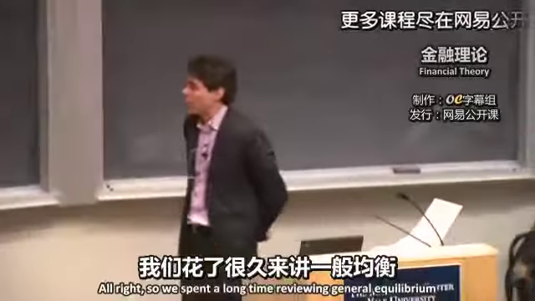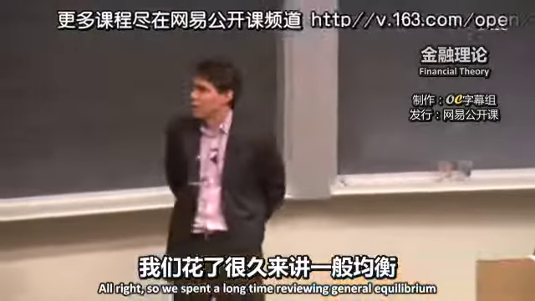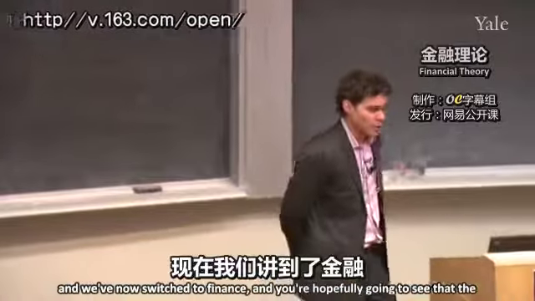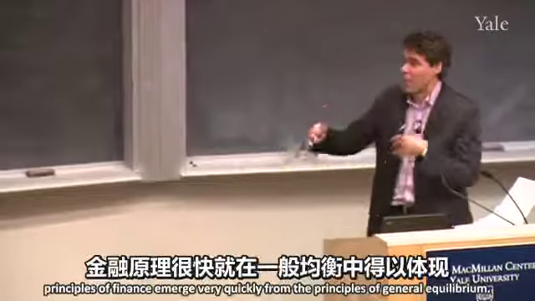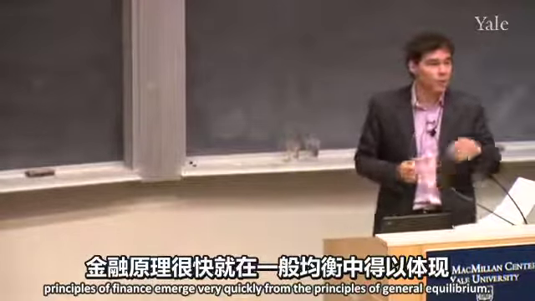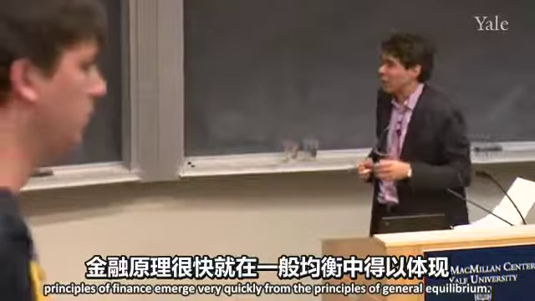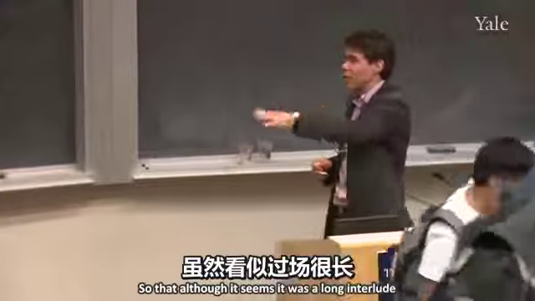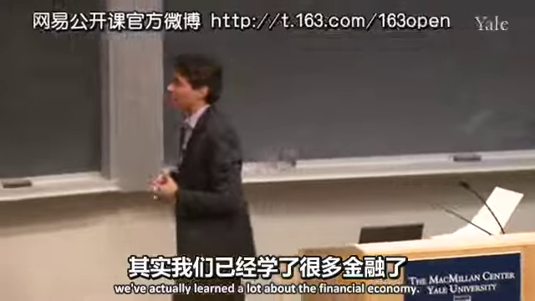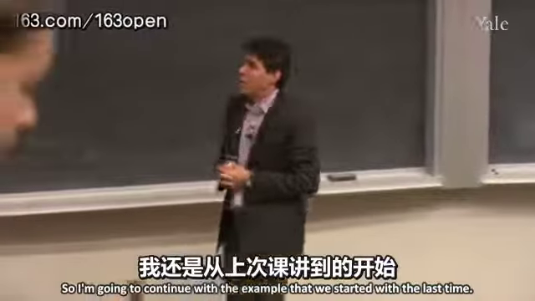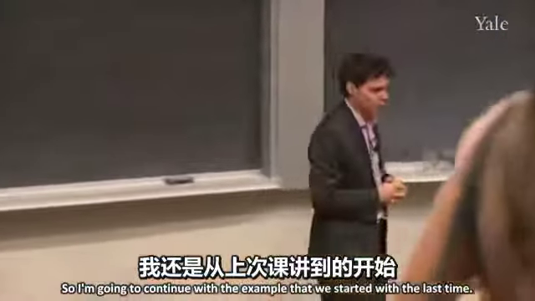All right, so we spent a long time reviewing general equilibrium, and we've now switched to finance, and you're hopefully going to see that the principles of finance emerge very quickly from the principles of general equilibrium, so that although it seems it was a long interlude, we've actually learned a lot about the financial economy. So I'm going to continue with the example that we started with last time.